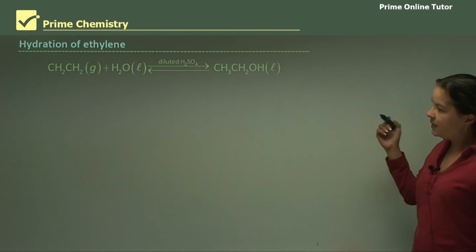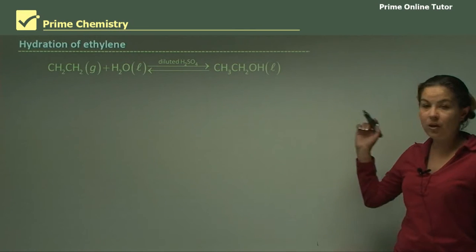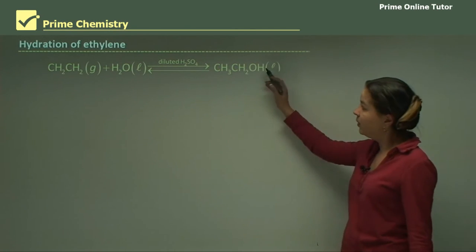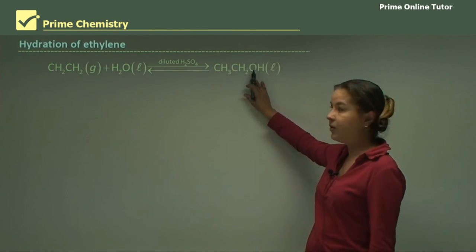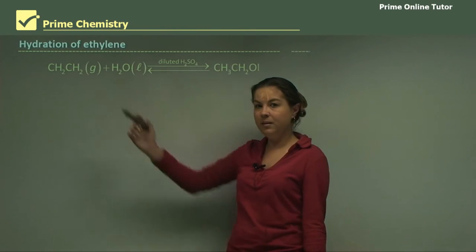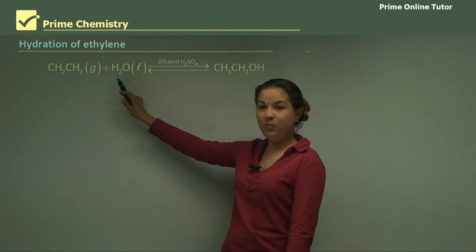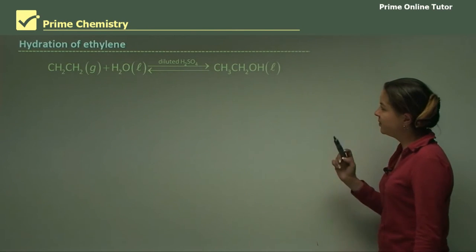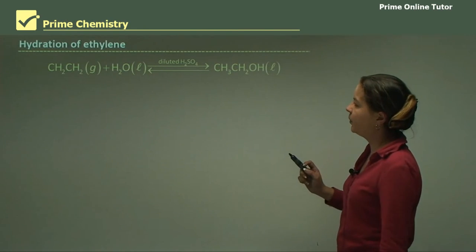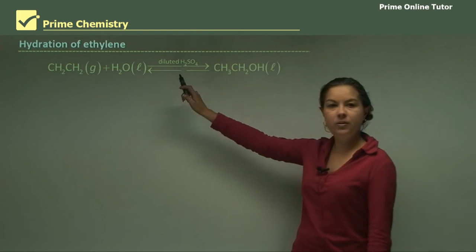And here's the equation for that. So it's just the opposite of the equation we had before, where we were going from here, ethanol, to there, ethene. This time with hydration, we're going from ethene and water this way. Okay, so it's a neat little reaction that's going on. And the conditions, diluted sulfuric acid.